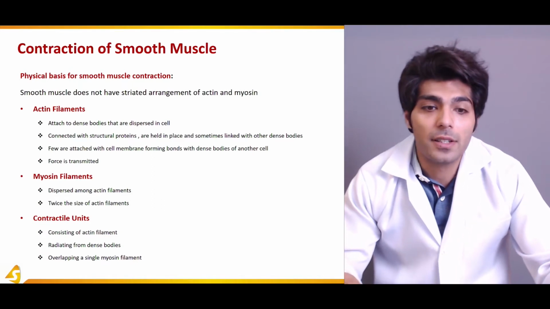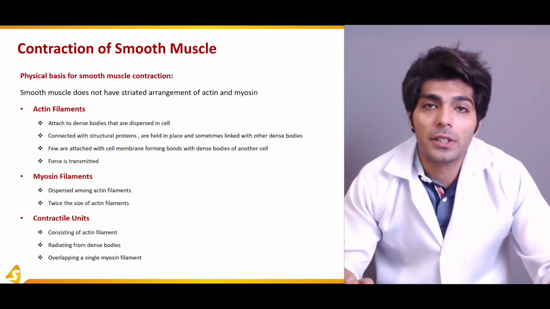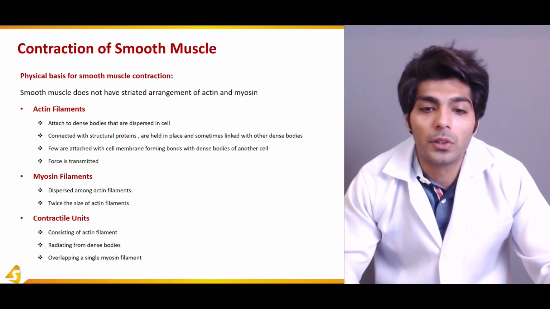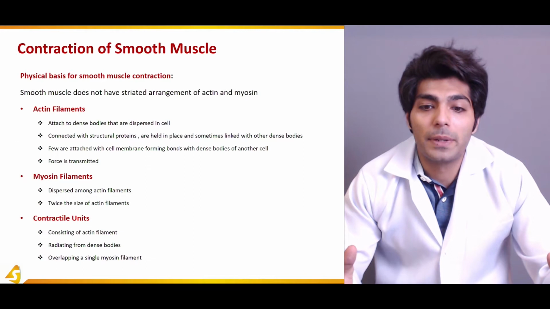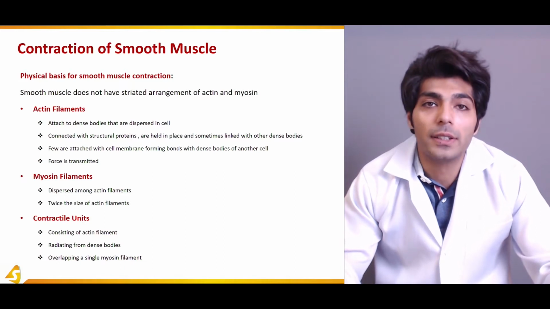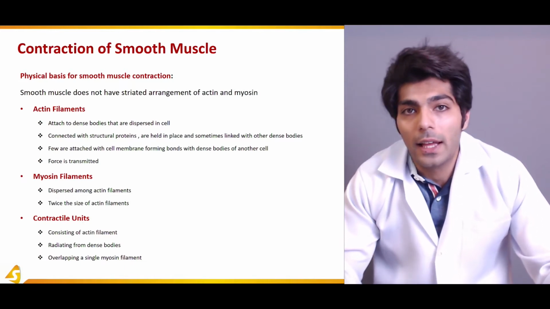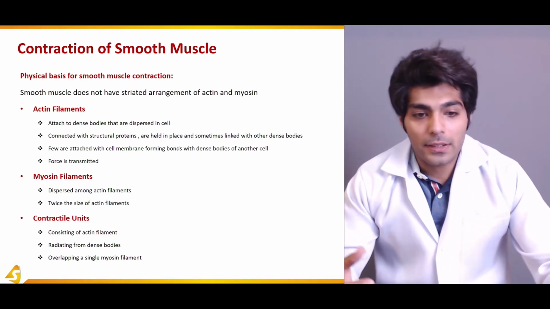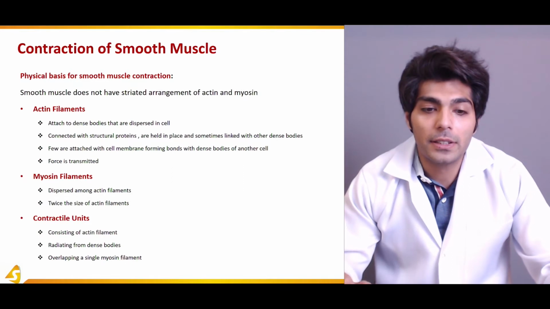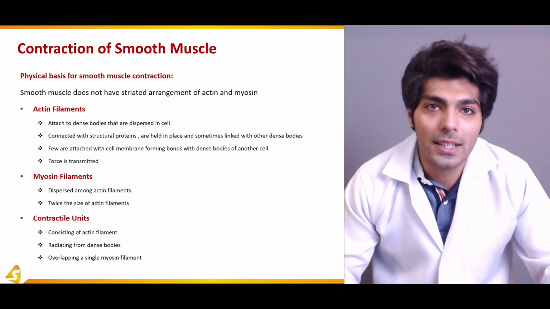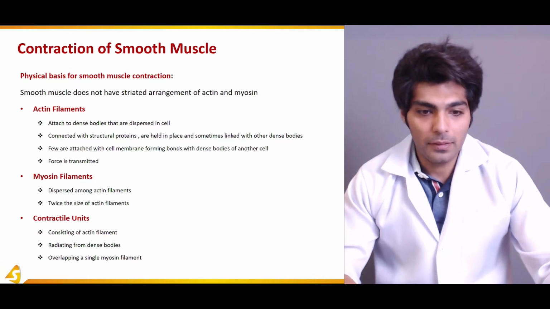The actin filaments attach to the dense bodies and are dispersed in the cell. They are connected with structural proteins and held in place and sometimes linked with other dense bodies. Few are attached with the cell membrane, forming bonds with the dense bodies of the other cell, and that is how the force is transmitted. As compared to that, the myosin filaments are dispersed in between the actin filaments, and they are twice the size of the actin filaments.